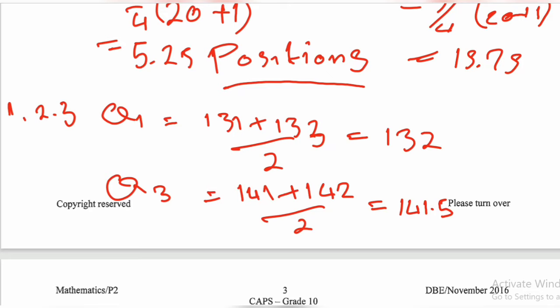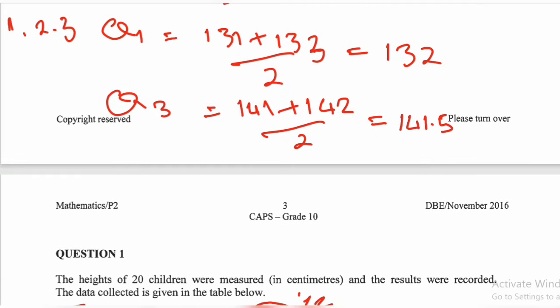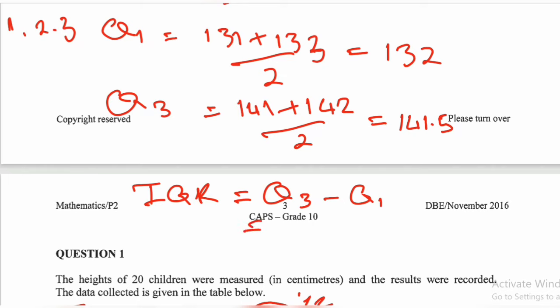So in order for you to find the interquartile range, this is what you do. Write this. Let's continue here. So for your IQR, you will say it's Q3 minus Q1, and that will give you 141.5 minus 132, which is equal to 9.5 centimeters. So that's your IQR.